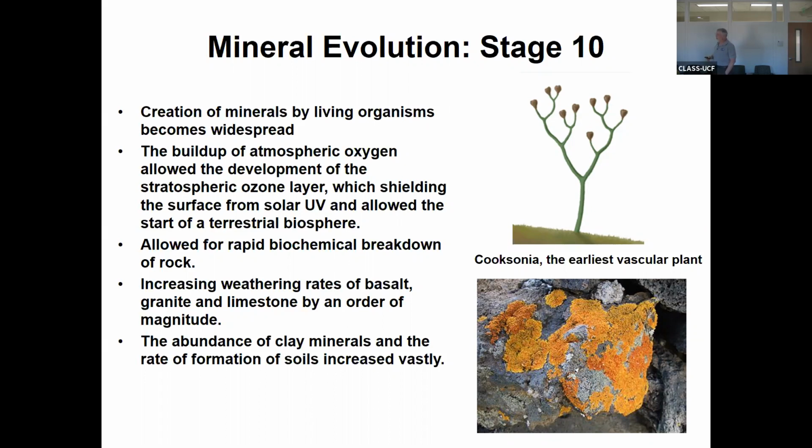The buildup of atmospheric oxygen allowed plants to colonize the surface. And when you start having plants on rock surfaces, that allows for really rapid breakdown of rock. And so you hugely increase weathering rates and the abundance of clay minerals, and increase the rate and formation of soils vastly.